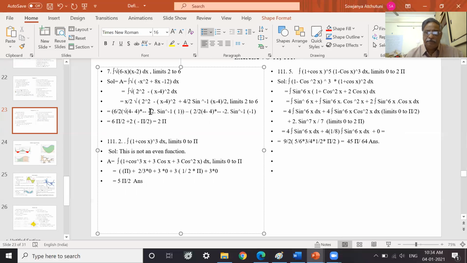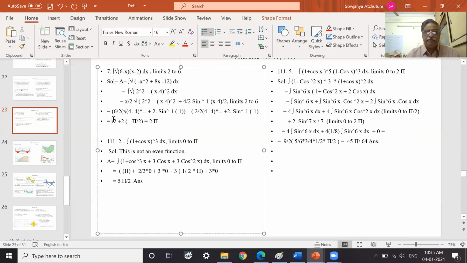This is minus, I apply 2 here. So here again 0. Minus 2 into, again the first term becomes 0. Second term minus 2 into sine inverse minus 1. This is minus pi by 2. So minus pi by 2 gets cancelled, minus of minus becomes plus pi. So total 2 pi is coming here. This is 0. This is pi plus pi.